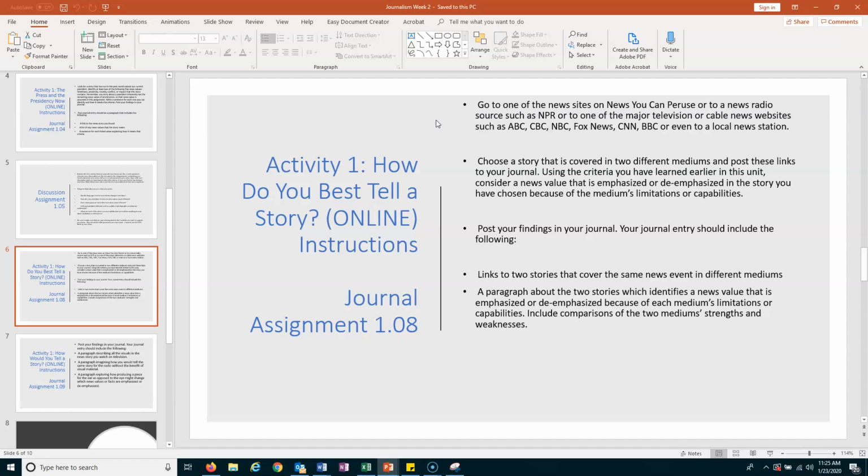Television is a different medium. Radio is a different medium. So basically, a medium is referring to how it's delivered. So if it's delivered differently, then it can be considered a different medium.